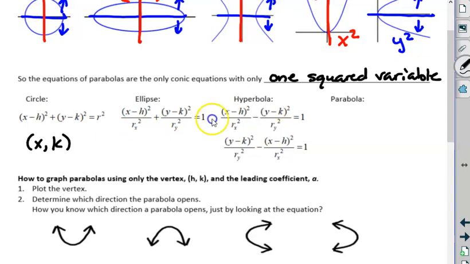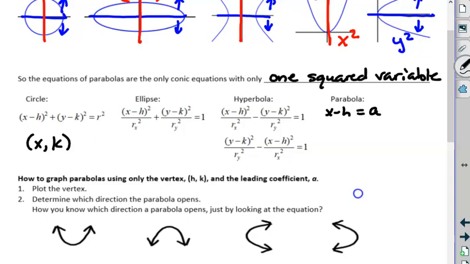The hyperbola also has two forms of the equation, one where I do the x squared term minus the y squared term, and one where I do the y squared term minus the x squared term, which determines which direction the hyperbola opens.